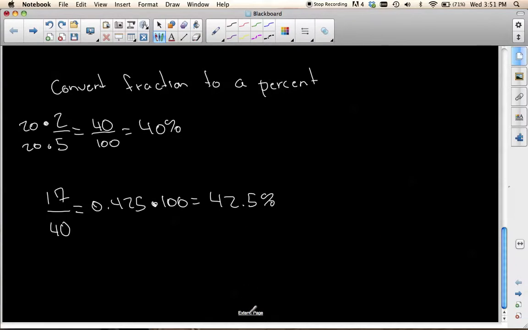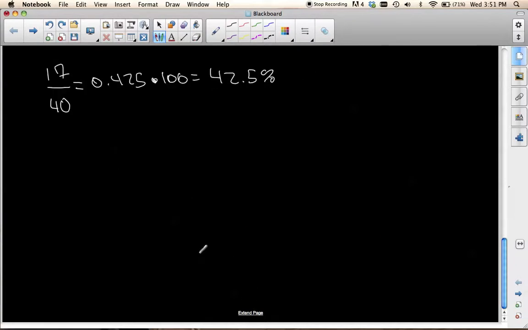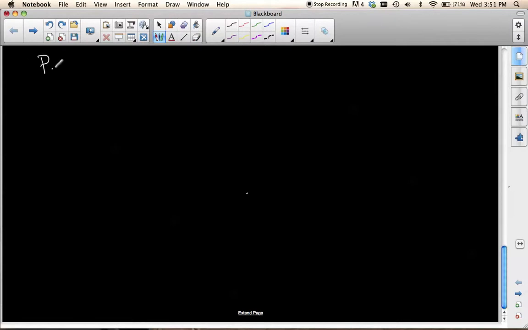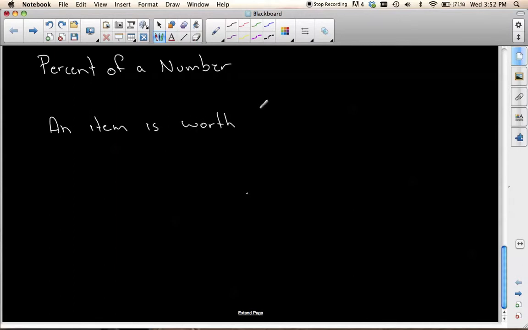But there are other things that we deal with too. Let's say we're trying to find the percent of a number, just a specific number. So let's say we have an item that's worth $60.